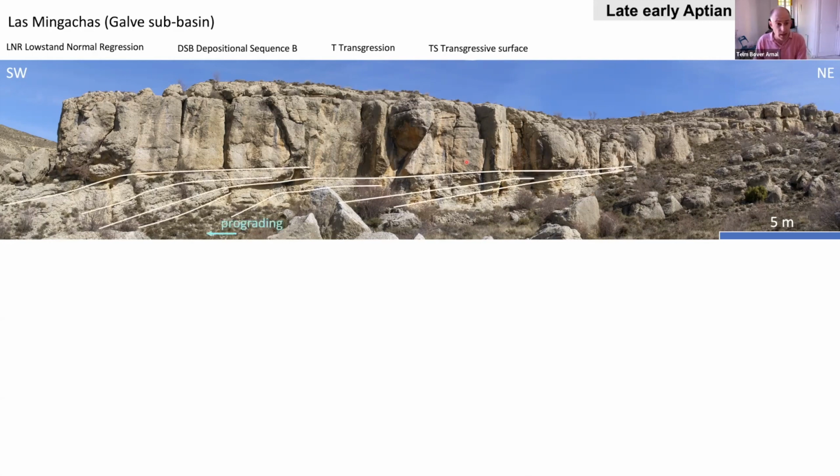So here we have the slopes, the prograding slopes, and above there is the platform top with the gradation, which is also prograding above the slopes. This is the lowstand platform.